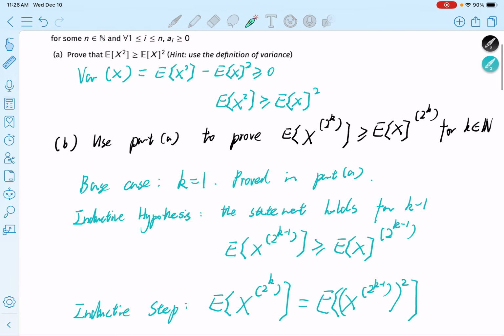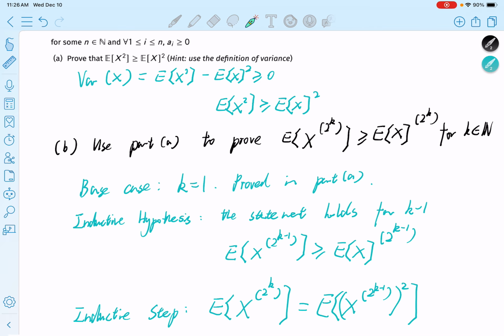Then let's go back to part A. You may realize that part A is exactly how to take out the square from an expectation. In part A, it tells us e of x squared is greater than or equal to e of x, this is squared. This holds for all of the x. And x is not just like a fixed s. It's just a notation for random variable. So this x could be like x squared, and it could also be x to the 2 to the k minus 1. So we just like this thing to be x.